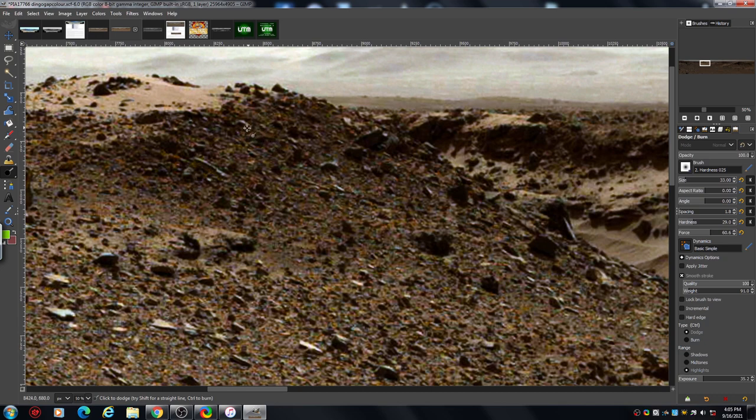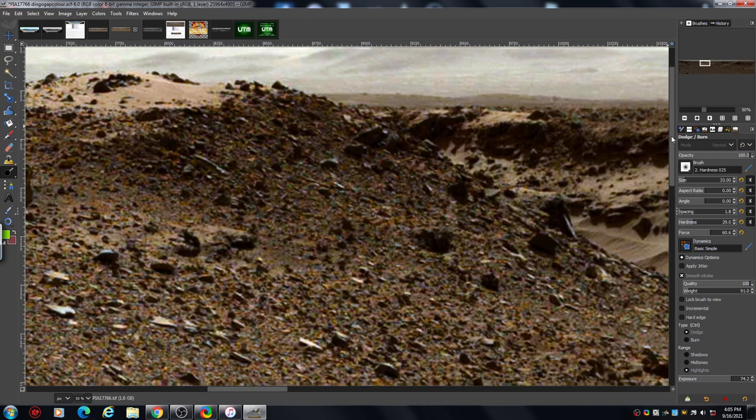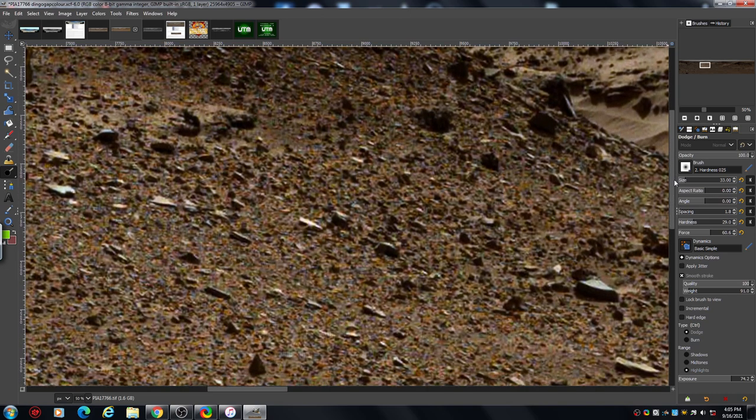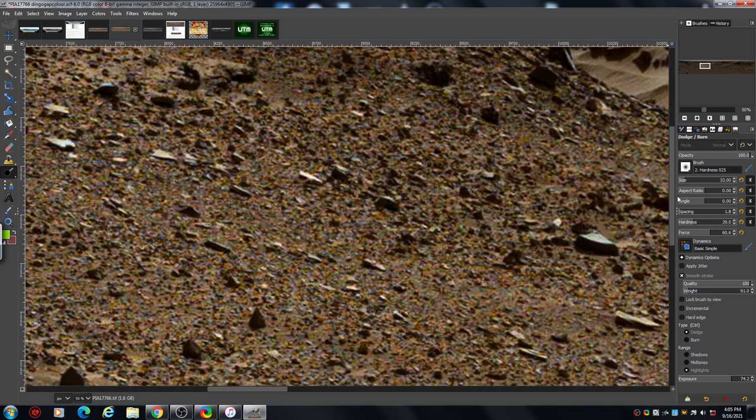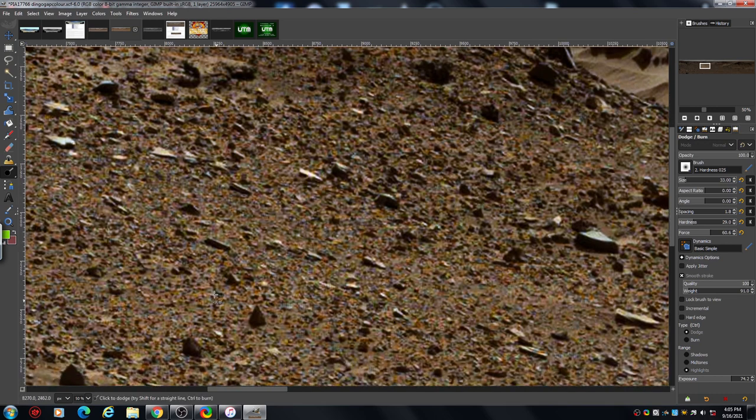Bits and bobs that immediately stand out. What am I on? Okay, I wonder. Again, stuff everywhere. Even looking at this close up. Gravel.